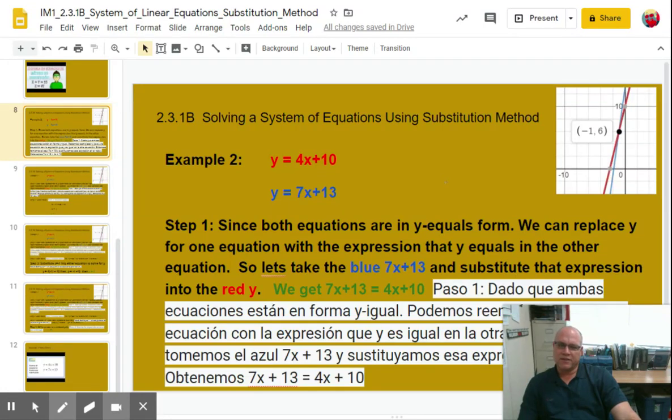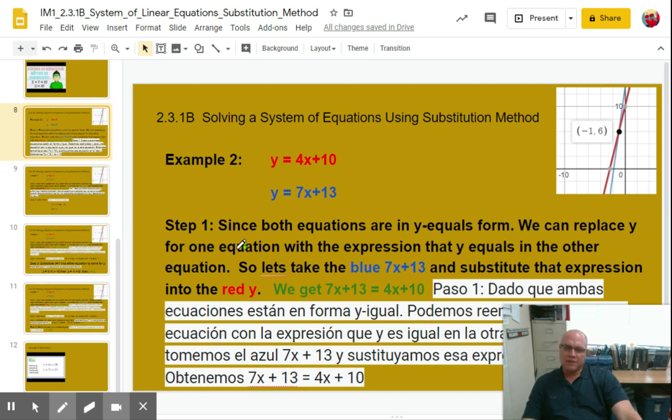All right, here's our second example. We have the system y equals 4x plus 10, which I have in red because that's the red line up here on the right. The line y equals 7x plus 13 is in blue because that's the blue line up here on the right in the graph. We can see from the graph that our solution is going to be -1 comma 6. But again, we're learning how to solve these algebraically.